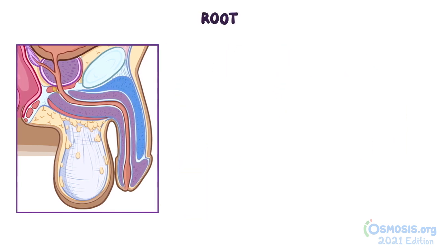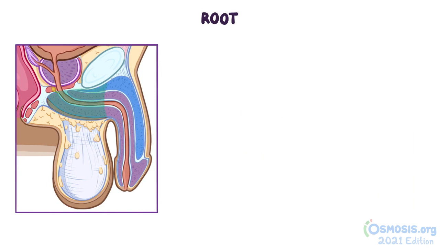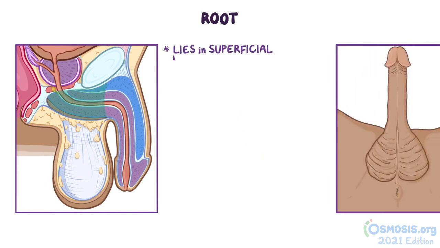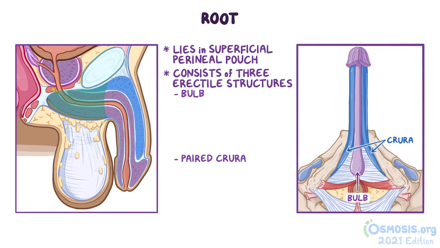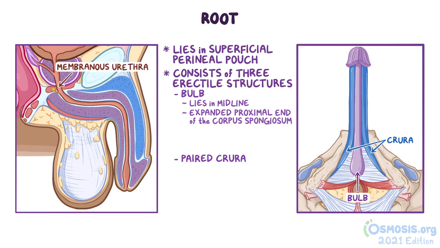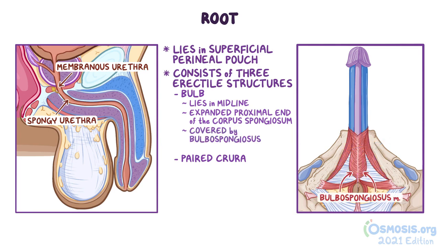Let's start with the root, which is the attached part of the penis. The root lies in the superficial perineal pouch and consists of three erectile structures called the bulb and the paired crura. The bulb of the penis lies in the midline and is the expanded proximal end of the corpus spongiosum. The posterior part of the bulb is penetrated superiorly by the membranous urethra, forming the spongy urethra. Finally, the bulb of the penis is covered by the bulbospongiosus muscles.